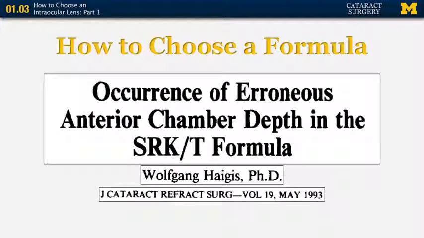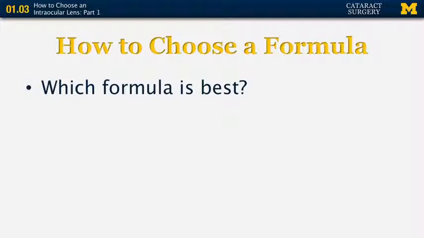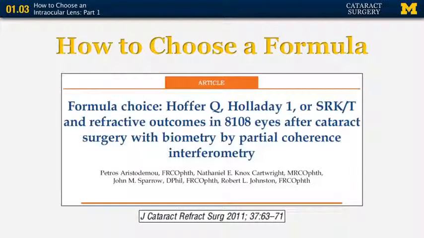Dr. Huygens in 1993 published this paper that showed there was a problem with the SRKT in steep corneas. This was finally resolved in 2010 by a group led by Richard Sheard. They developed the T2 formula, and that addresses the steep cornea problem. So back to the question, which formula is best?